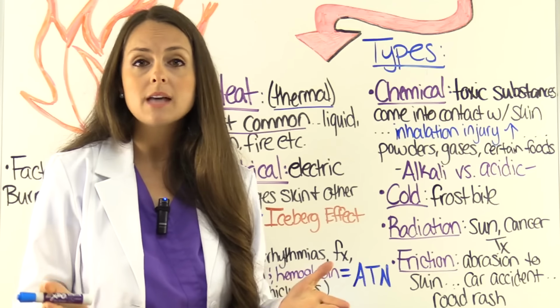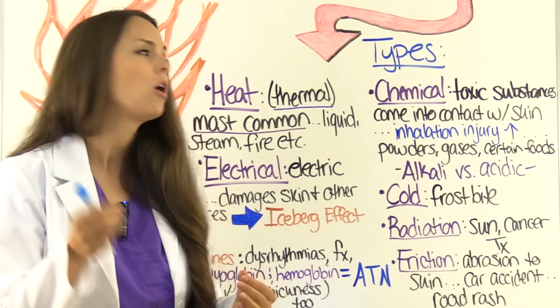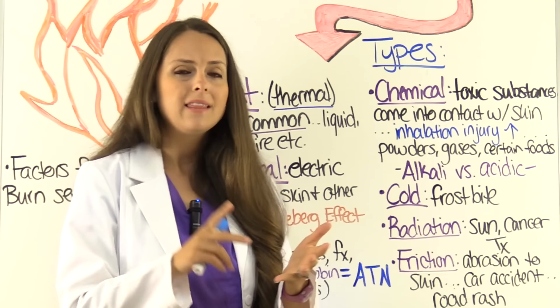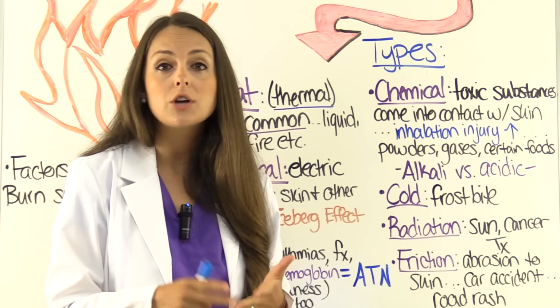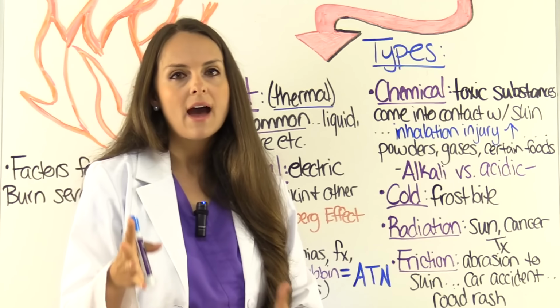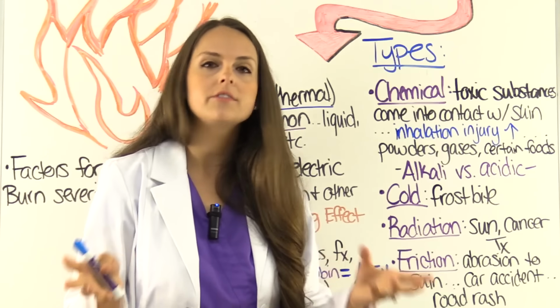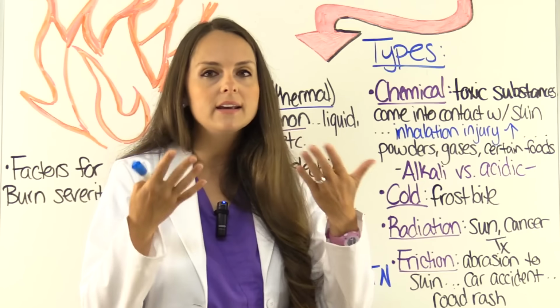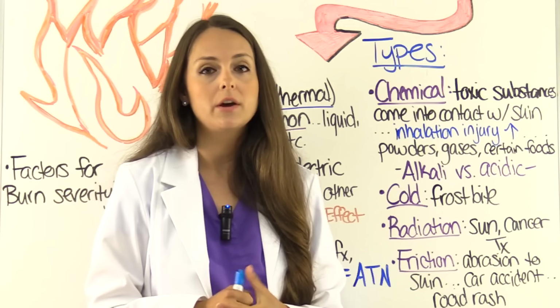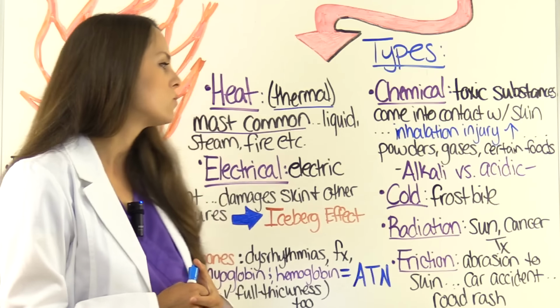Next type of burn is a chemical burn. And this is where some type of toxic substance has come into contact with the skin. And this can be from various sources again, like powders, gases, even certain foods can burn the skin. Now, whenever we're talking about that, because say it's a powder, it's got on their skin, they can breathe that in. So we have to watch out for inhalation injury as well with those patients. So it's a risky type of burn as well.